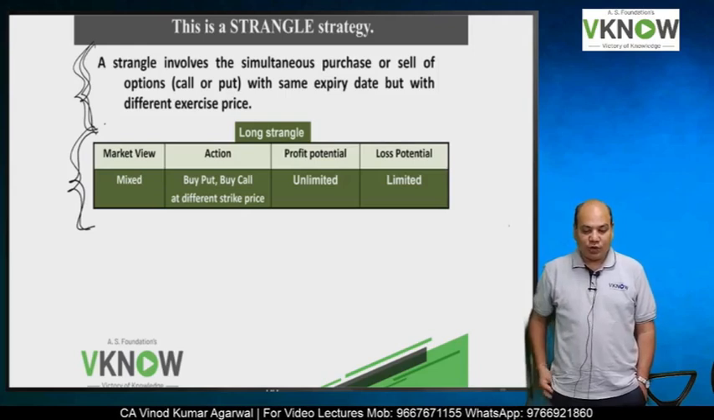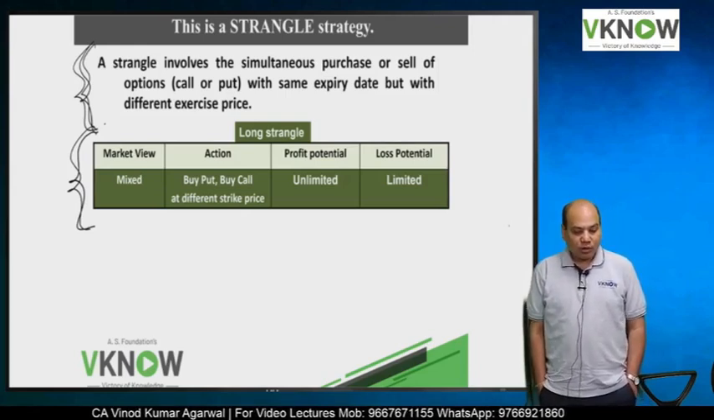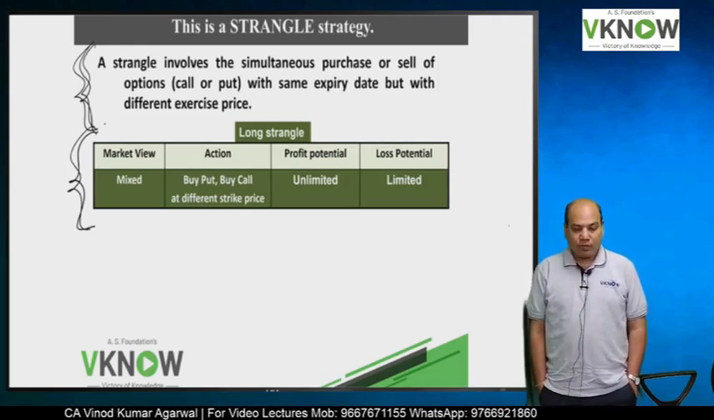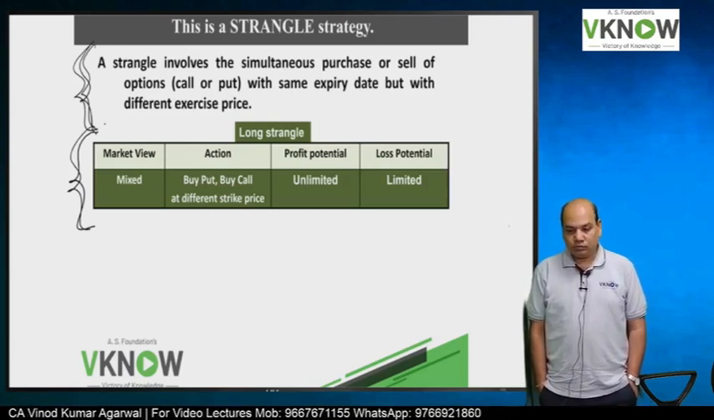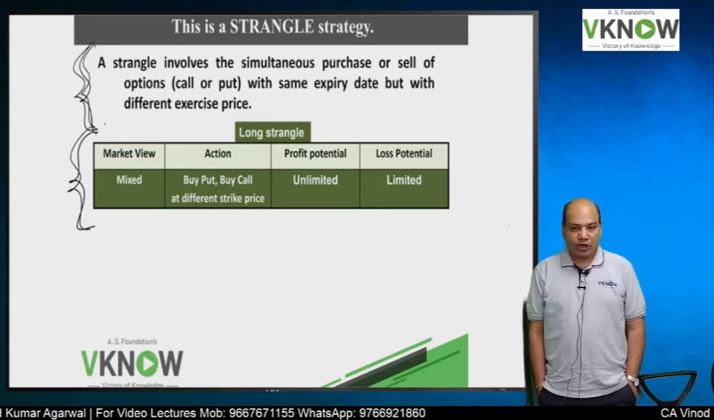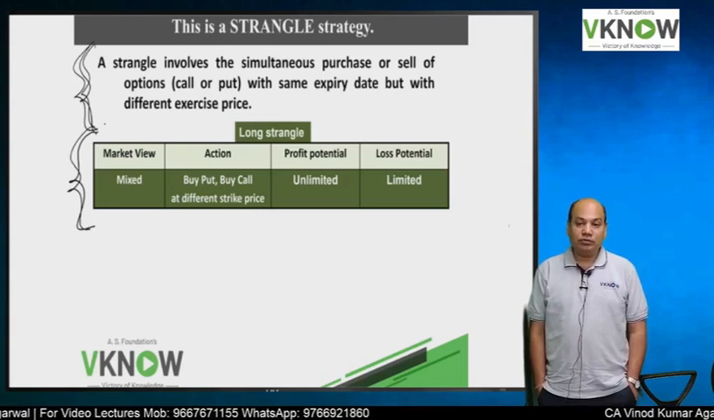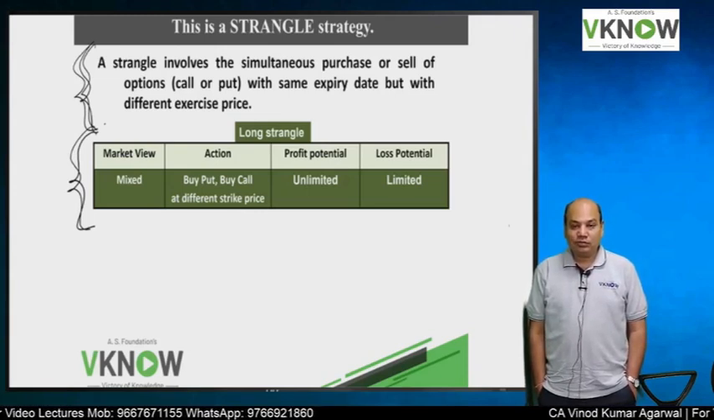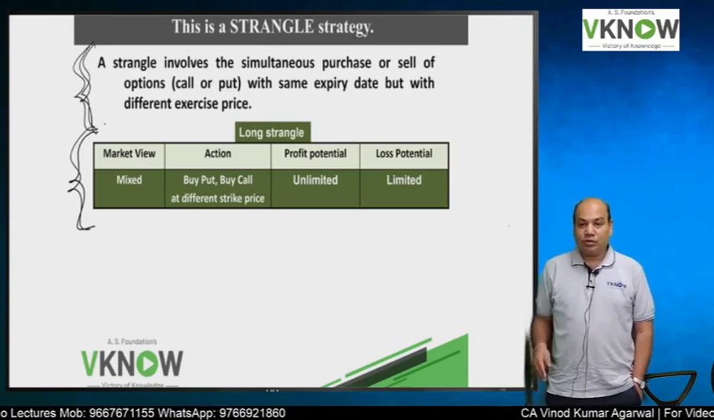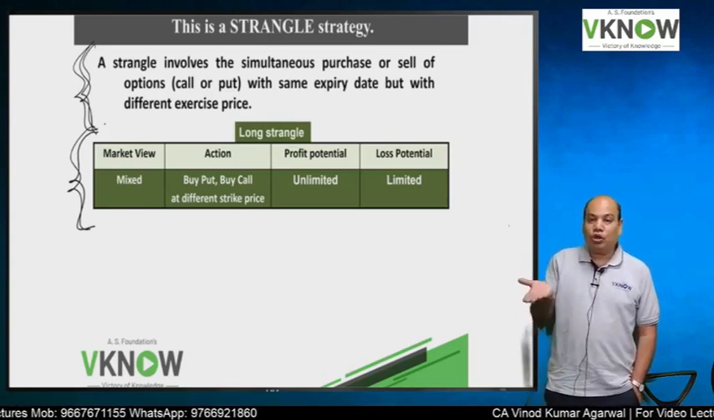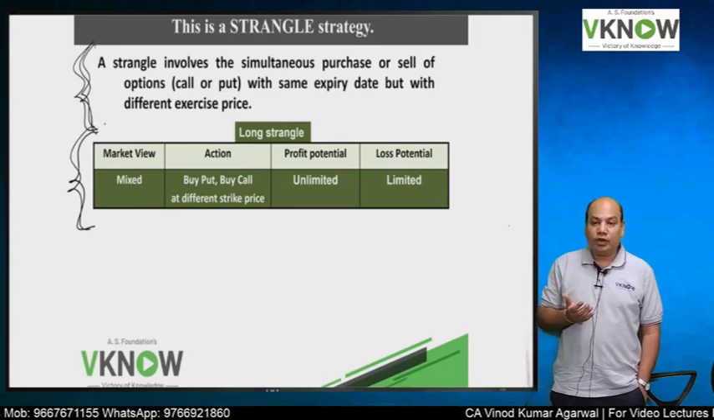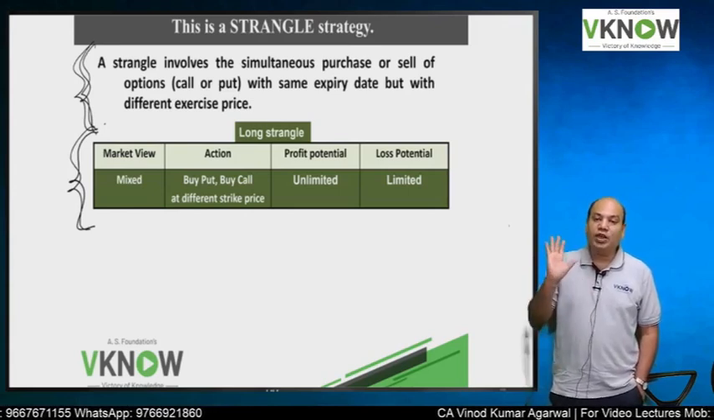Second line, what action will you take? Action is buy put and buy a call at different strike price. Profit potential, write down unlimited. Why unlimited? Because you have bought a call option. If the price goes up, the call will generate more and more profit. So profit potential is very high.